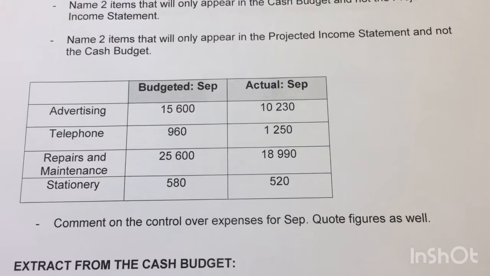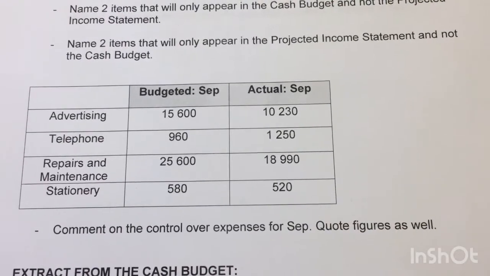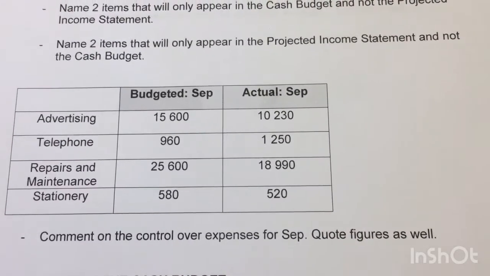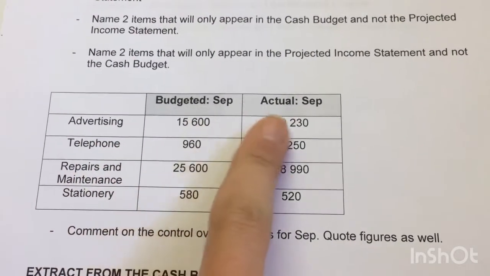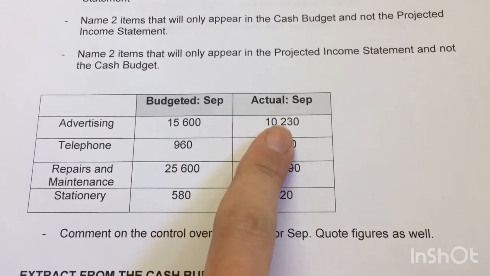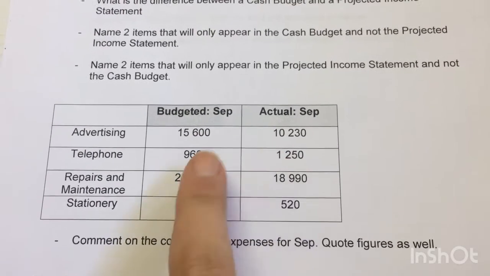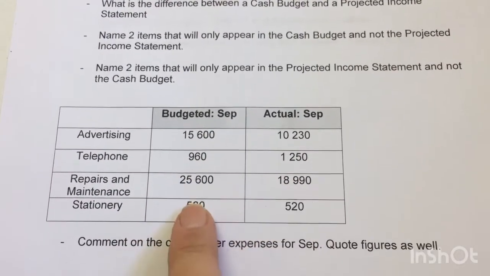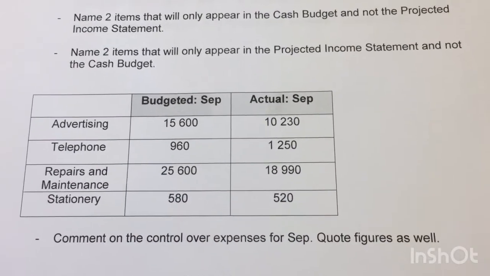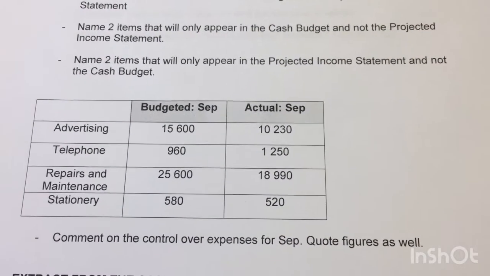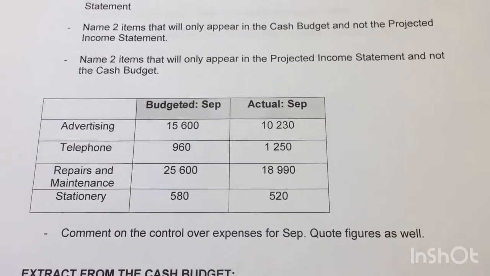Right, so the next question looks at comparing what I budgeted for and what actually happened. So you'll see there I've got what I budgeted for advertising and what I actually spent on advertising. The same with telephone, repairs and maintenance, and stationery. And then you need to comment on the control over these expenses, and we need to quote figures.